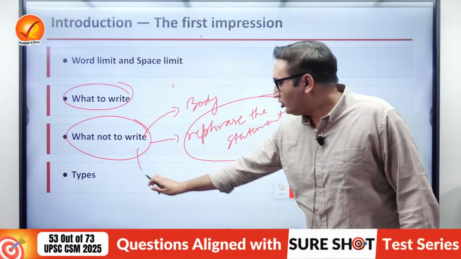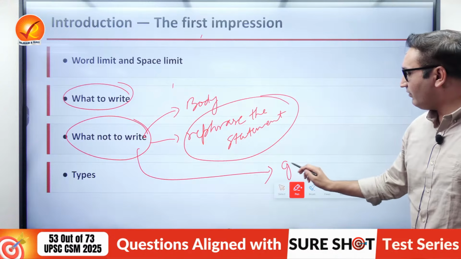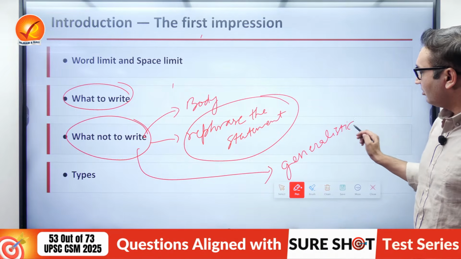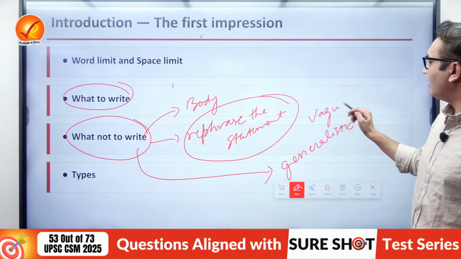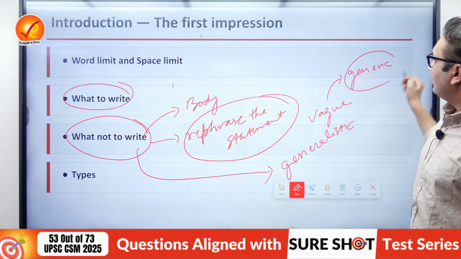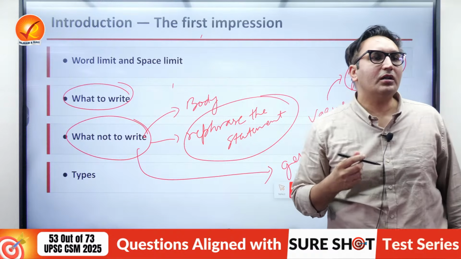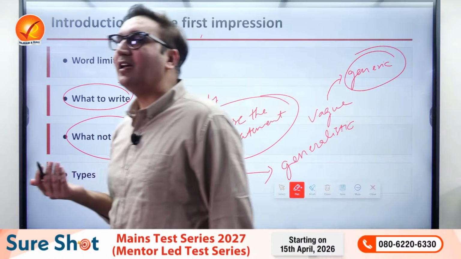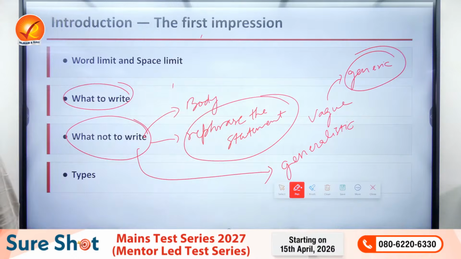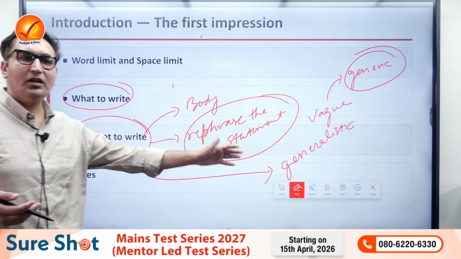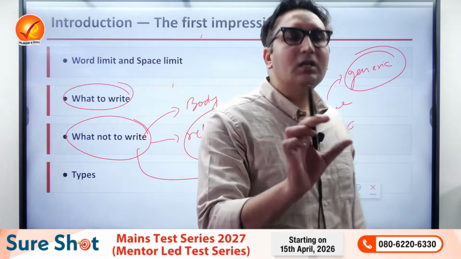Another thing, do not write anything very vague and generalistic, or should I say generic, right? Do not write anything generic. For example, Gaganyaan is a very important mission for India. That can be said about so many things, right? So what you have to write, rather than writing something generic, you have to write concrete content.